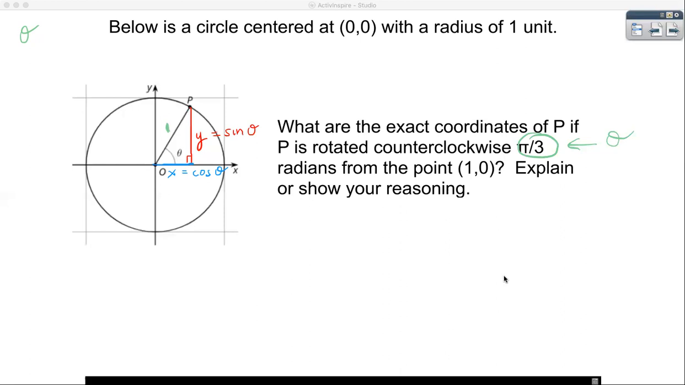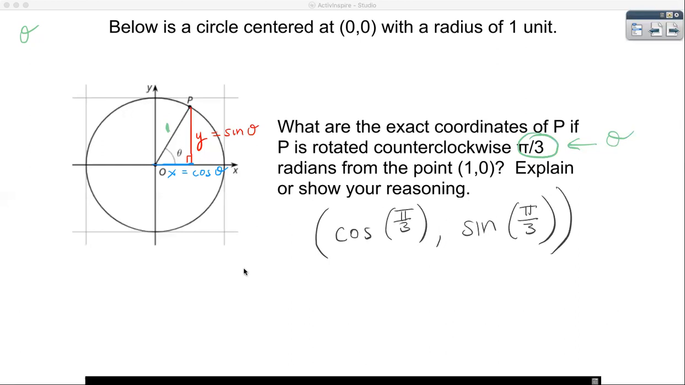So my exact coordinates are going to be cosine theta, sine theta. In this case, theta is pi over 3, so cosine of pi over 3, sine of pi over 3. Now those are my exact coordinates. Okay. And what if we wanted to figure out the approximate coordinates? These are the exact coordinates, but what if I wanted to know the approximate coordinates? What would I have to do?